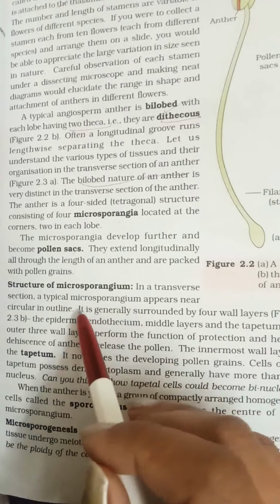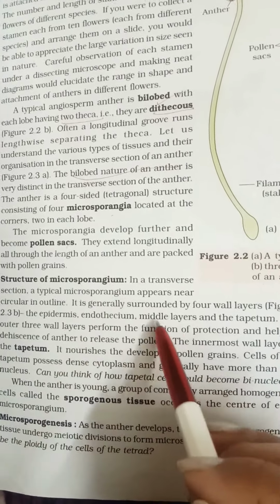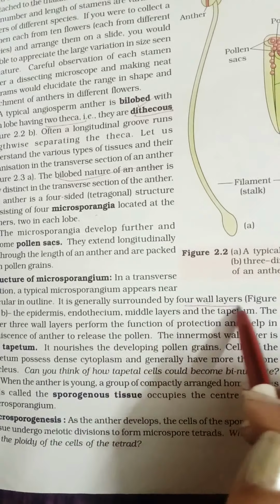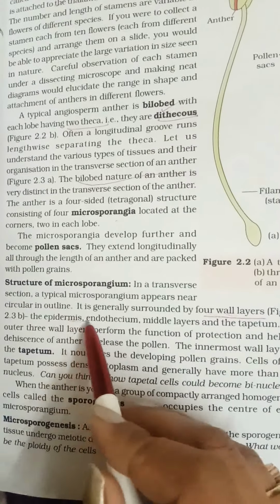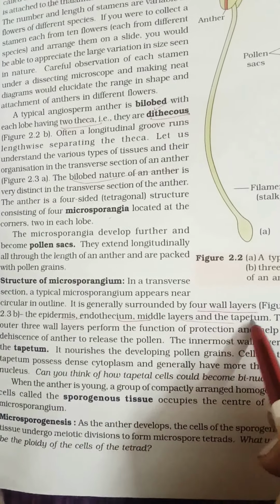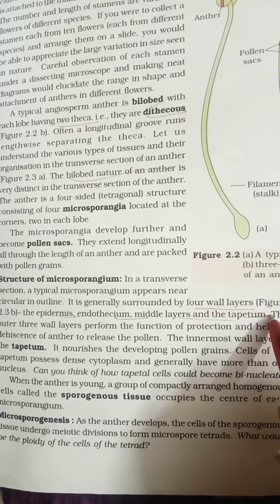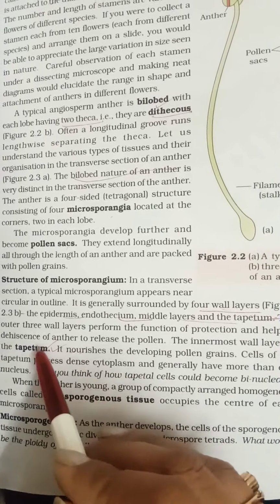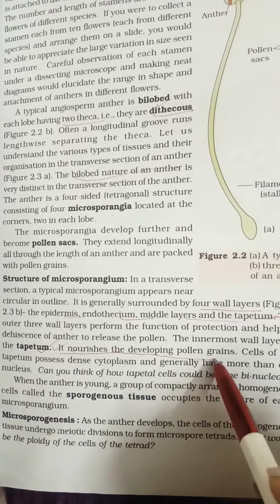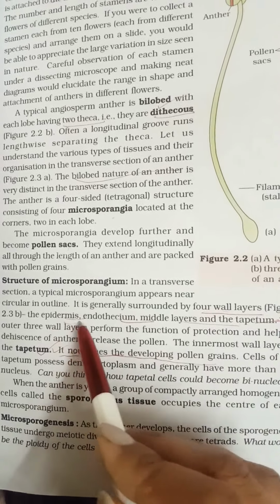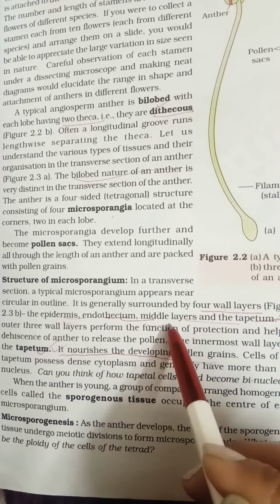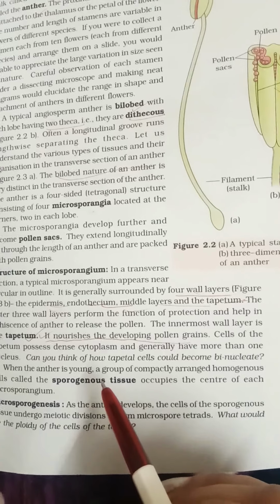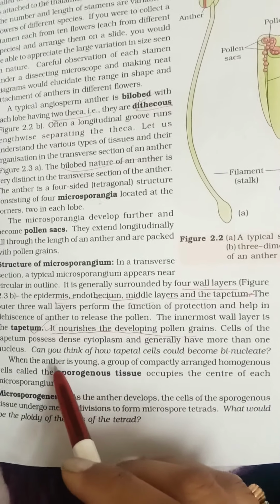Now coming to the structure of microsporangium. It contains four wall layers: epidermis, endothecium, middle layer, and the inner one is called tapetum. Alright. So this tapetum, the inner wall, generally provides nourishment to the developing pollen grains. And epidermis, endothecium, middle layers help in dehiscence of anther whenever it matures to release pollen grain.